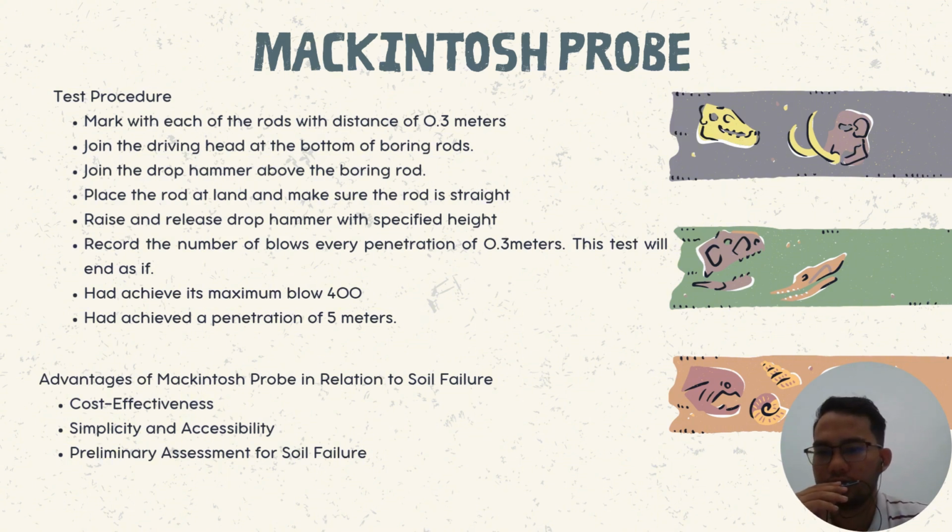For the advantages of the McIntosh probe in relation to soil failure, first is cost effectiveness. The equipment is relatively inexpensive to acquire and operate, requiring minimal personnel and resources, which significantly reduces the overall cost of site investigation compared to more elaborate geotechnical testing methods. Next is simplicity and accessibility. The probe is simple to assemble and operate, with straightforward data recording and analysis.